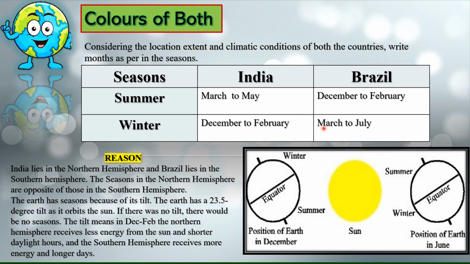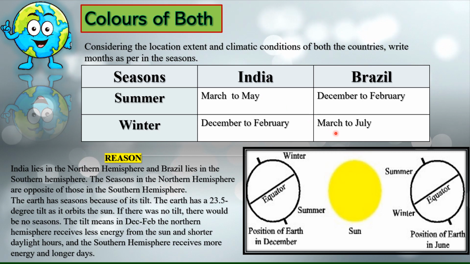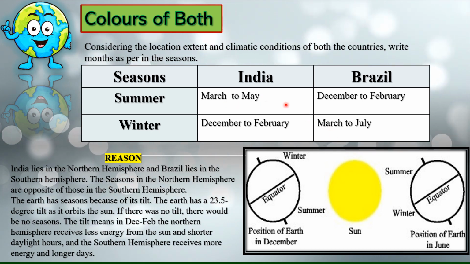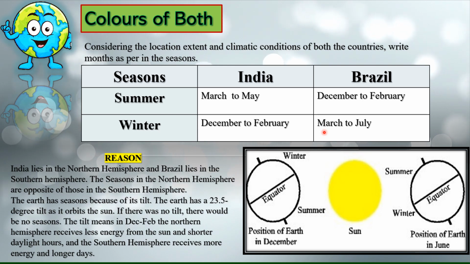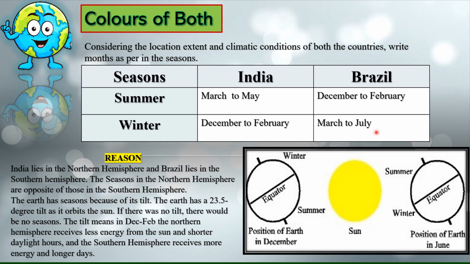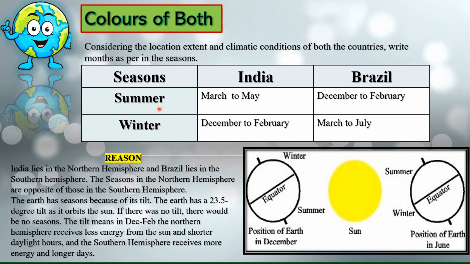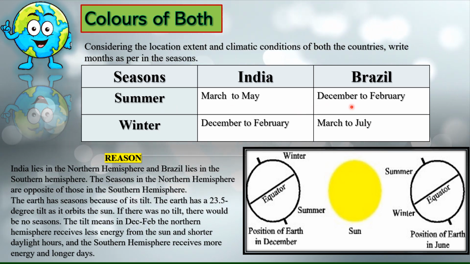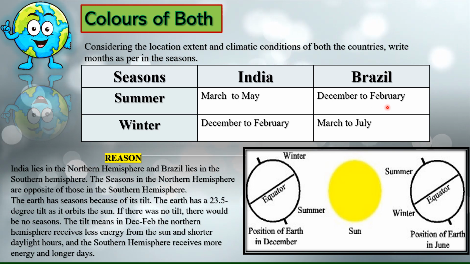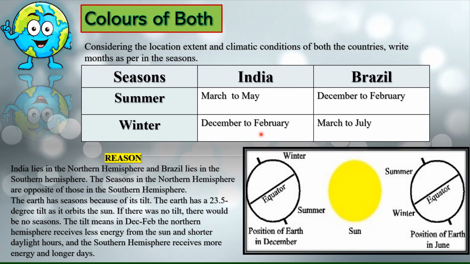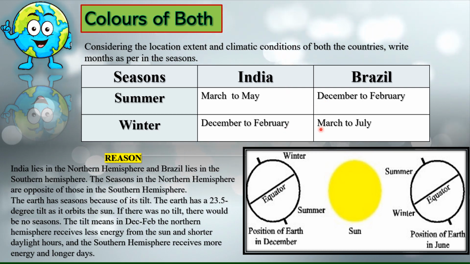Now please note here, this is totally opposite. If India is experiencing summer from March to May, Brazil experiences winter from March to July, and in some places in August as well. Summer is experienced in Brazil from December to February, and India experiences winter from December to February. So both these are opposite.